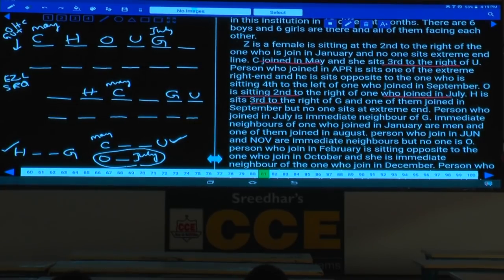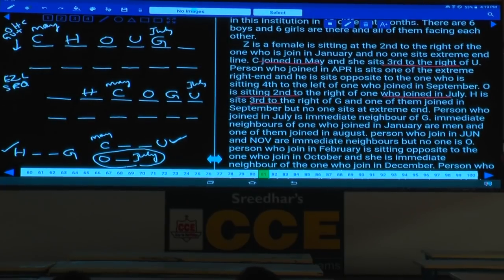Then what is the other possibility here? Where else can we fix this O? O sits second to the right of July, so O is here, and the person who joined in July must be at this place. Are you following this or not? Then who is the person left over here? X is the person left over. Here also X is the person left over. And there is one more piece of information. What is that? G.